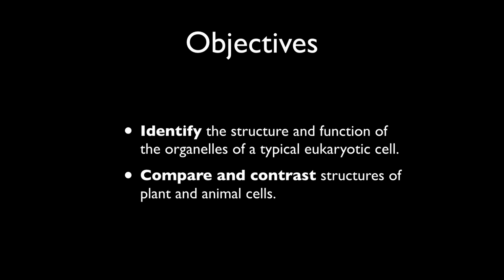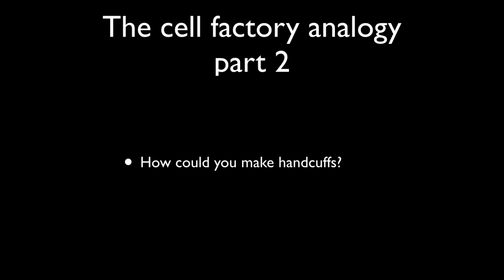We are going to talk about some of the similarities and differences between plant and animal cells, and you will need to know the organelles that are found in one or the other. Many of them are found in both. Some of them are only found in plants, some are only found in animals. But your most important objective is to know these organelles or structures.